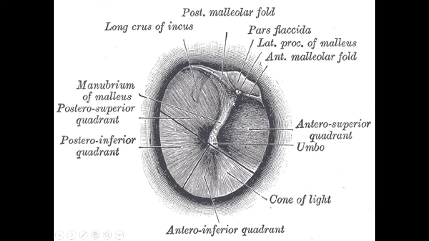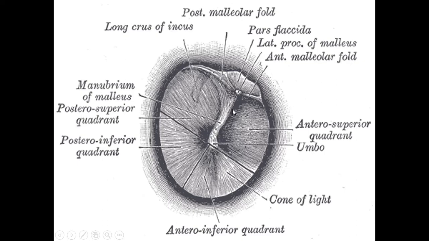Here you can see the handle of malleus in the pars tensa, and the cone of light. You can divide the pars tensa into four quadrants: the anterosuperior quadrant, the anteroinferior quadrant, the posteroinferior quadrant, and the posterosuperior quadrant. This is the tympanic membrane of the right ear.